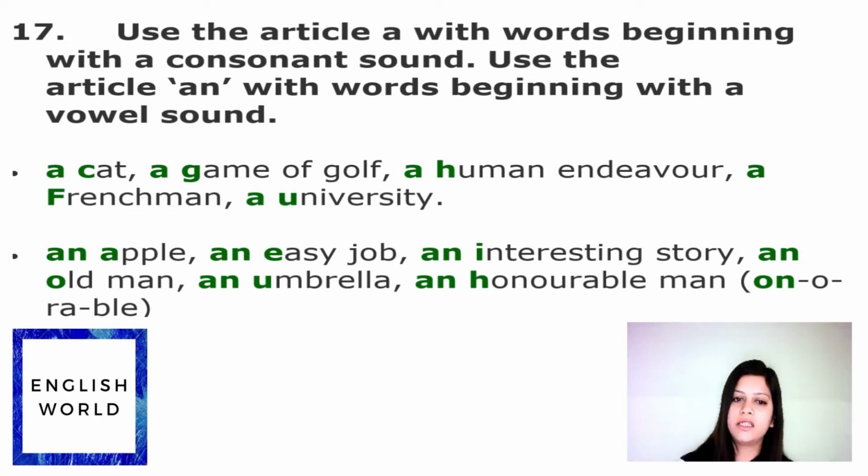The next one is use the article a with words beginning with a consonant sound. Use article an with words beginning with a vowel sound. You can read these examples with me. A cat, a game of golf, a human endeavor, a Frenchman, a university. Now, university starts with U, but it starts with a consonant sound, as in y. So you will put a with this. An apple, an easy job, an interesting story, an old man, an umbrella, an honorable man. So honorable, although the word begins with H, which is a consonant, we say an with this because the sound is that of a vowel. Honorable or honor begins with a vowel sound, so we will put an with this.